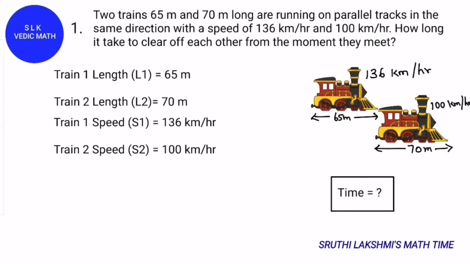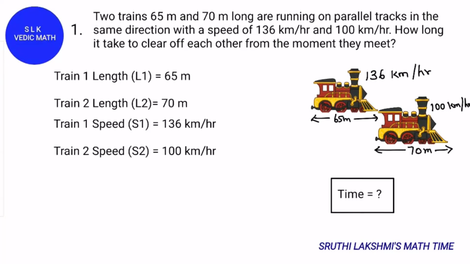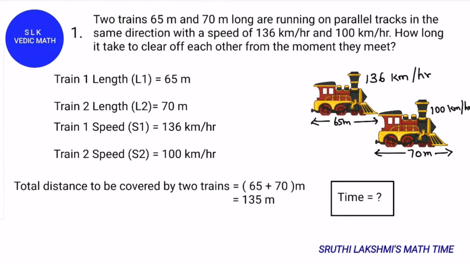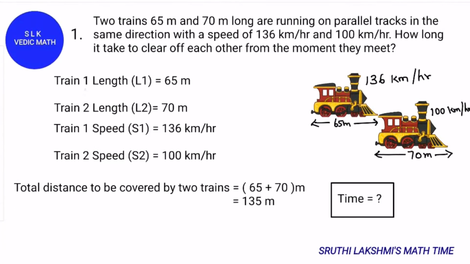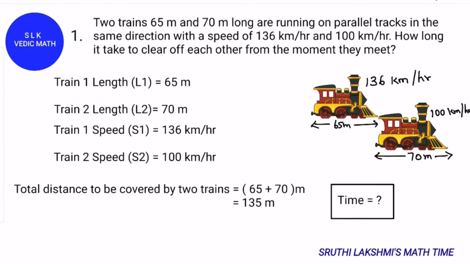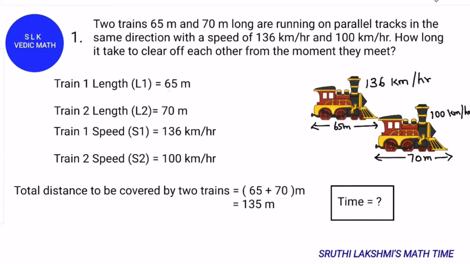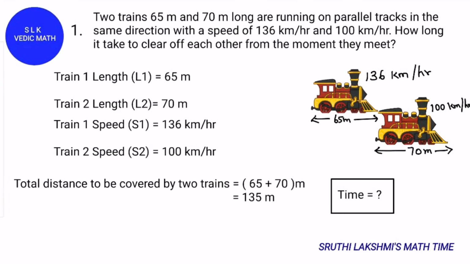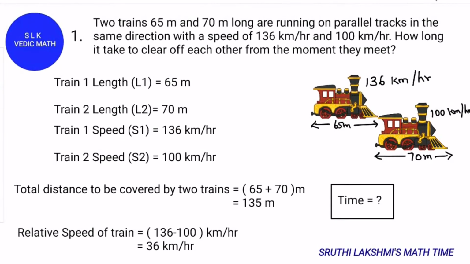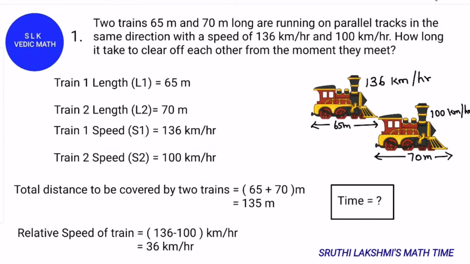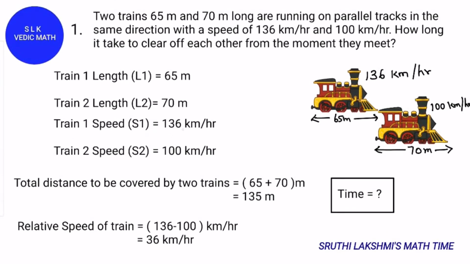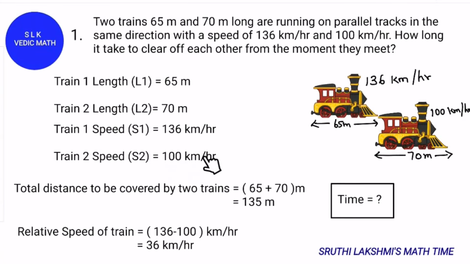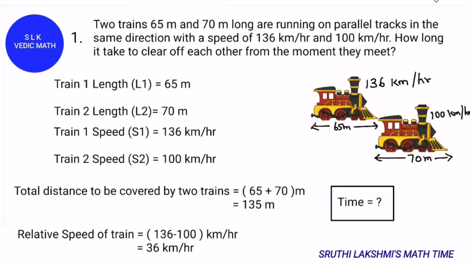Time is distance divided by speed. So for the distance, we have to add train 1's length with train 2's length. So L1 plus L2. So 65 plus 70 is 135 meters. And now for the speed, we have to subtract S1 minus S2. So 136 km per hour minus 100 km per hour is 36 km per hour.